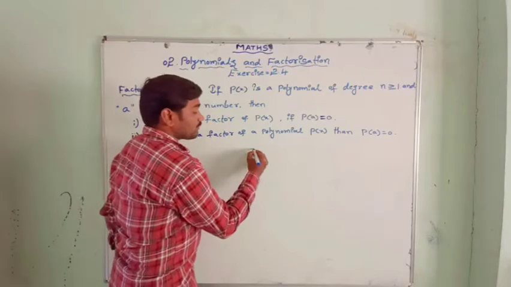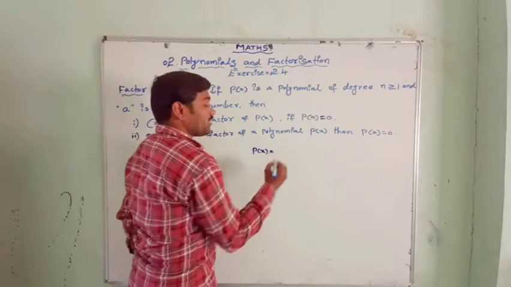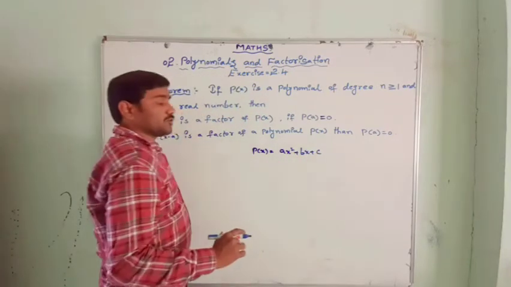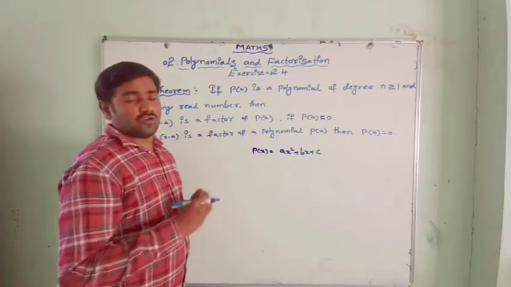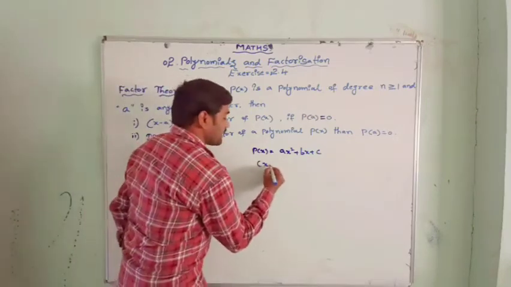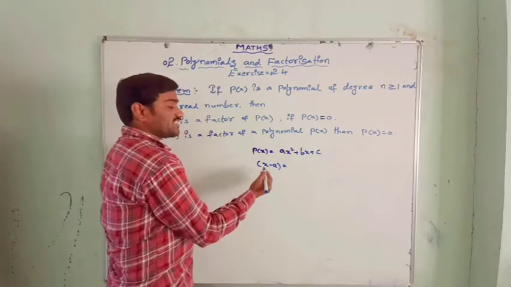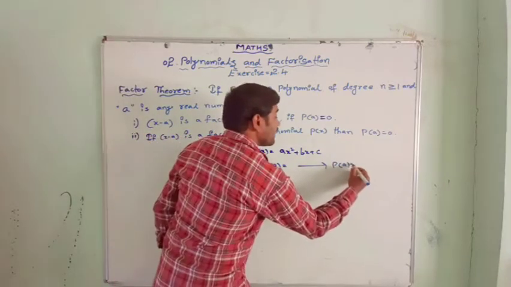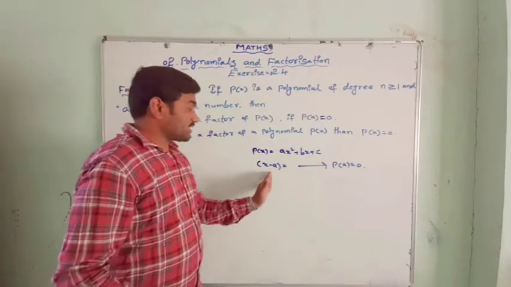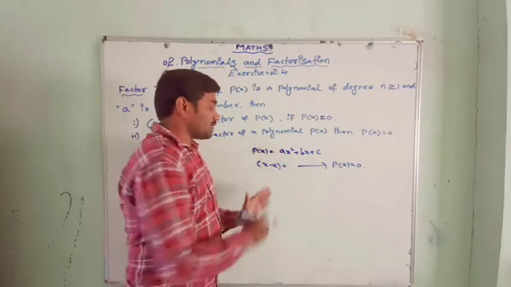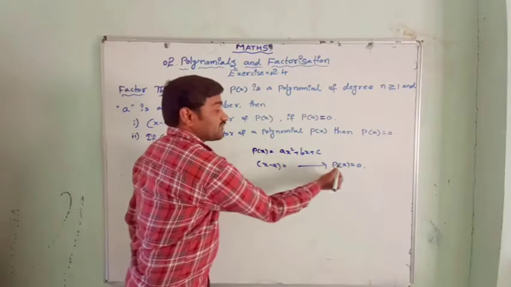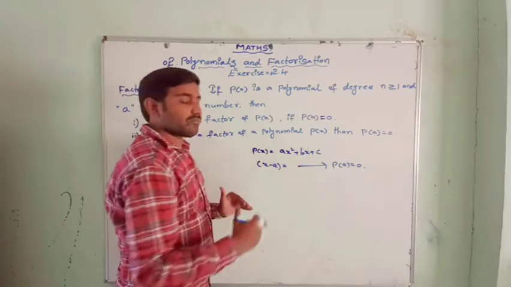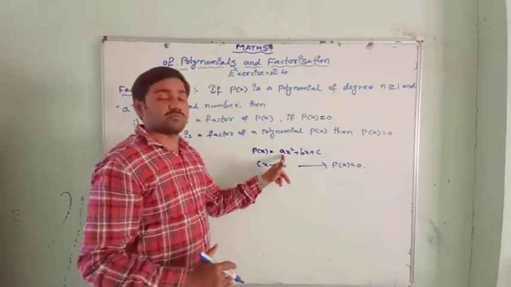Suppose p of x equals a polynomial ax square plus bx plus c. It is just one polynomial. Just think that if x minus a is a factor of this p of x, then p of a is equal to 0. That means if you substitute a in the place of x and the answer is equal to 0, then x minus a is a factor of this p of x.